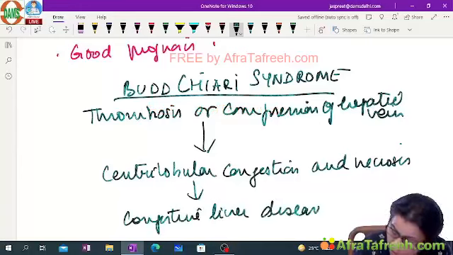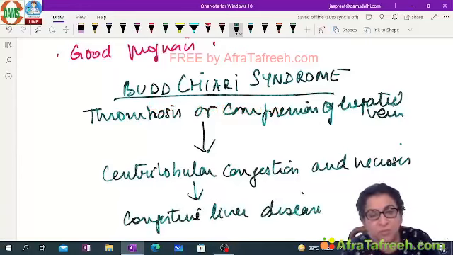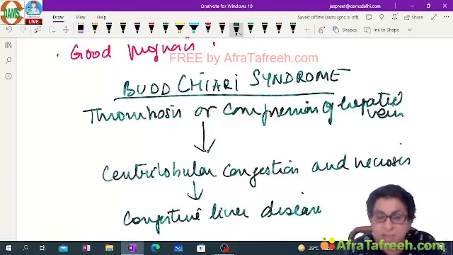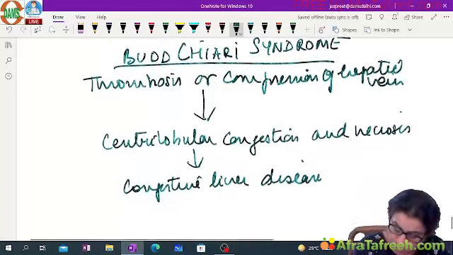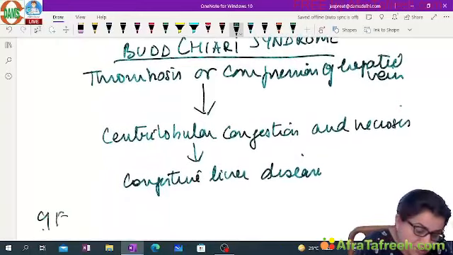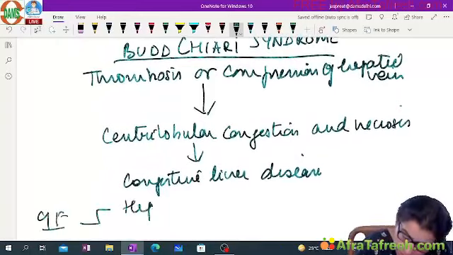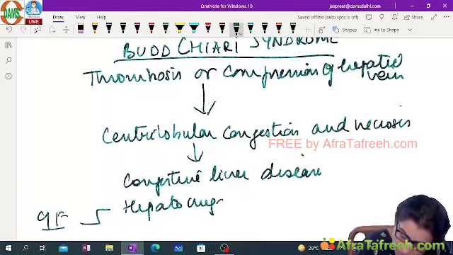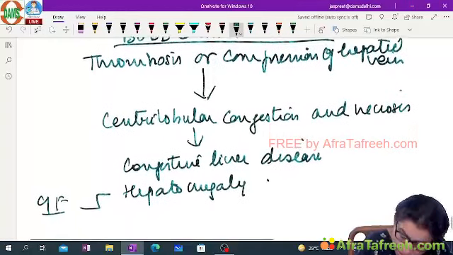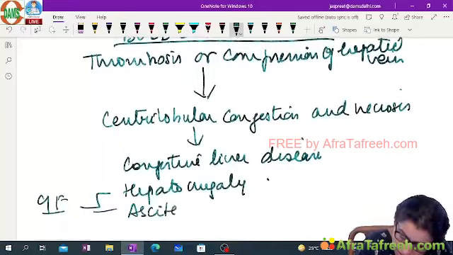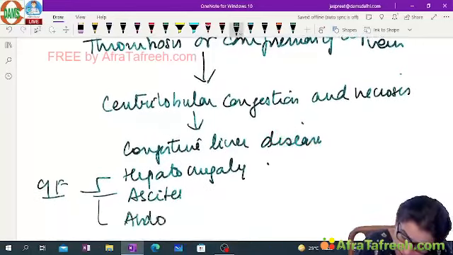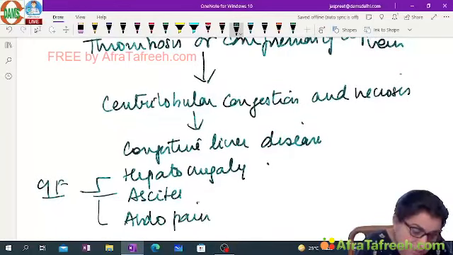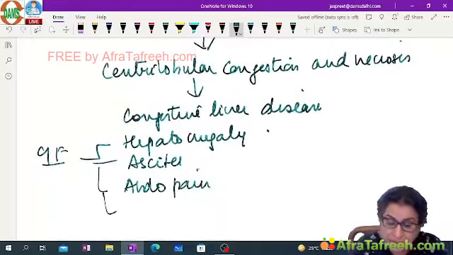So the liver is now congested. So congestion is much more prominent in the centrilobular areas, and there is necrosis of hepatocytes also in those areas. So clinical features, what will the patient have? Number one, hepatomegaly. So liver is markedly congested, it is enlarged. Patient has ascites. Hepatomegaly, ascites, abdominal pain.